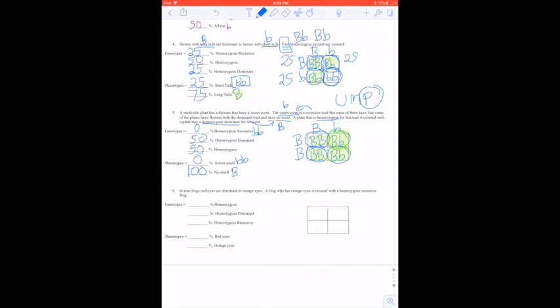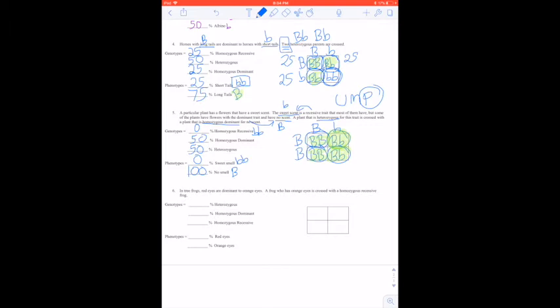And now we're working on our very last problem. Pause it if you haven't worked it out yet. In tree frogs, red eyes are dominant to orange eyes. A frog who has orange eyes is crossed with a homozygous recessive frog.